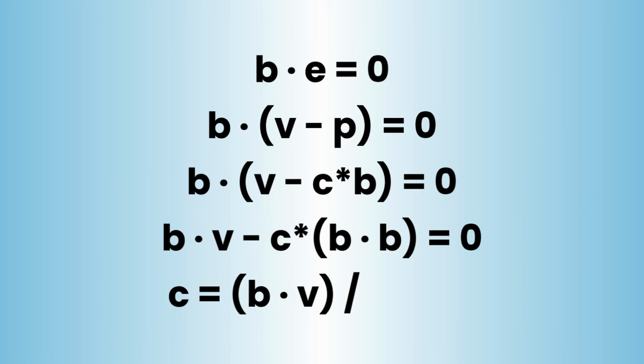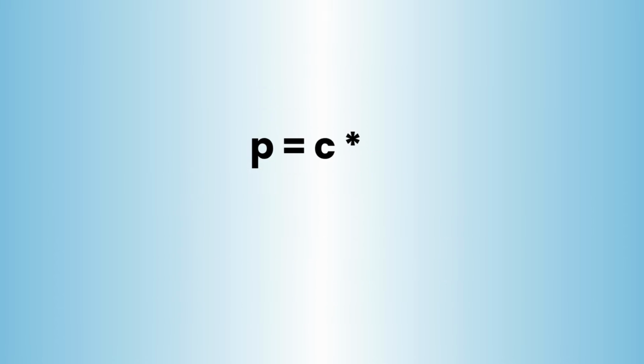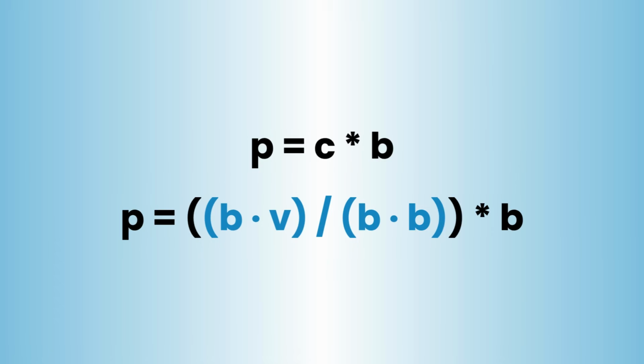And there it is. The coordinate is just a ratio of two dot products. It's the dot product of the original vector with the axis, divided by the squared length of the axis itself. To get the final projection vector p, we just multiply the scalar c by the direction b. This formula is our universal tool.